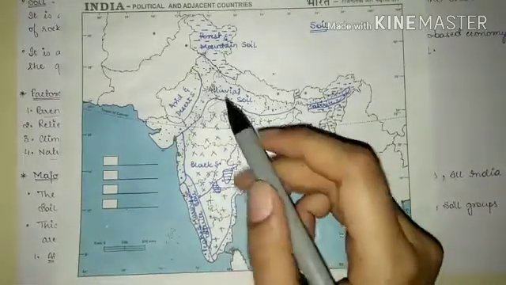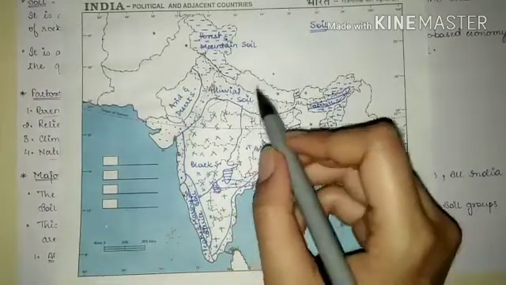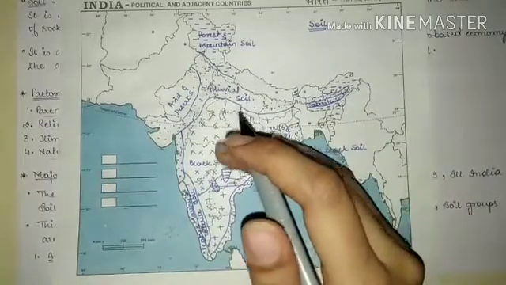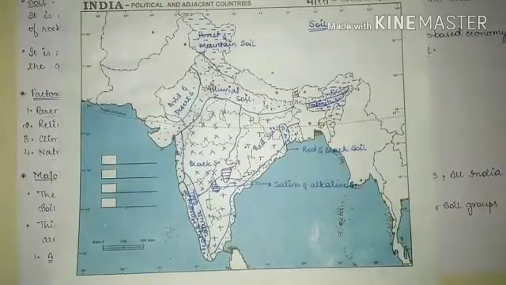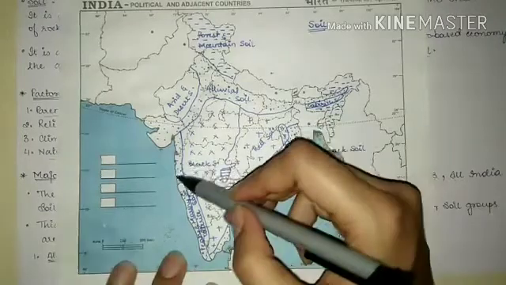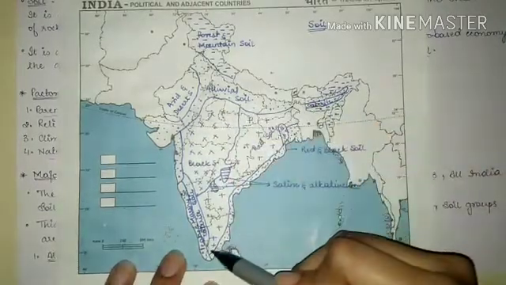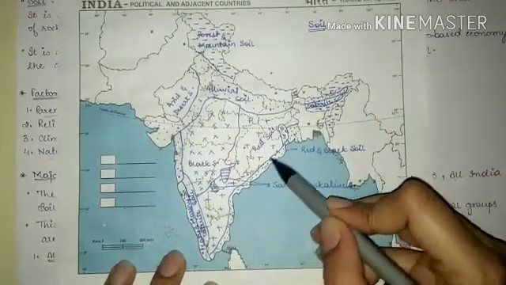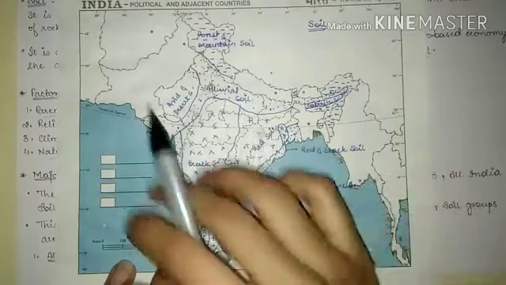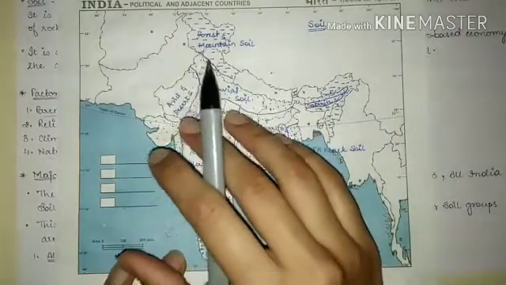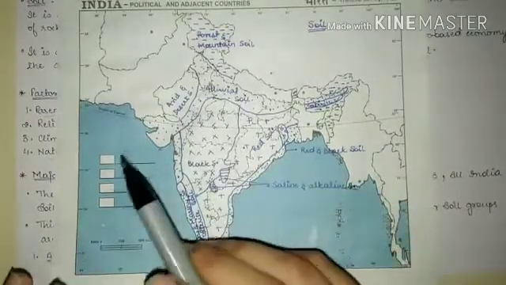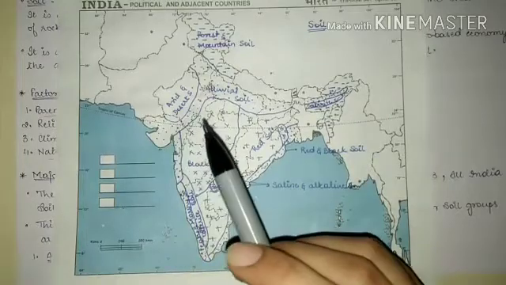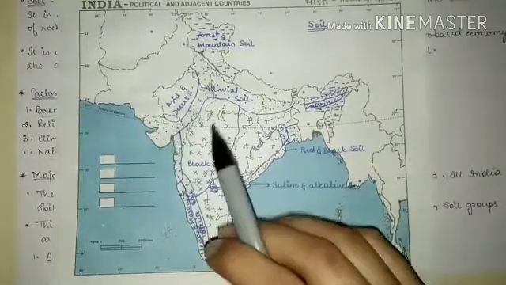Okay, so the alluvial soil is covering this whole area. The area covered by alluvial soil is 15 lakh square kilometers, and this is about 45.6% of the total area of the country. See, not only here, we have quite a good stretch of alluvial soil here also. So in total, if we see the total extension of this alluvial soil, it accounts for 45.6% of the total area of the country.